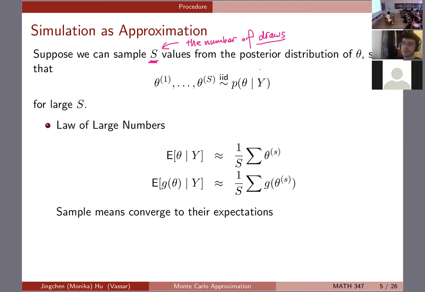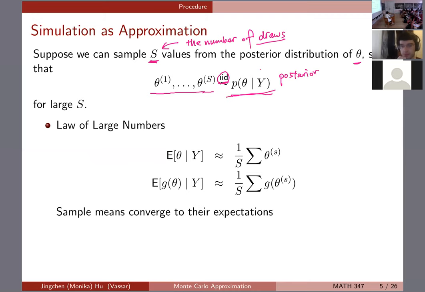Okay. So suppose we can sample S values from the posterior distribution of theta, and we're doing independent, identically distributed draws. So this is the posterior distribution, theta given y, and we're taking draws out of it. We're labeling them theta one, theta two, until theta S. Notice that we're doing independent, identical draws, because they're all from the same posterior distribution, and we label them as theta one to theta S.